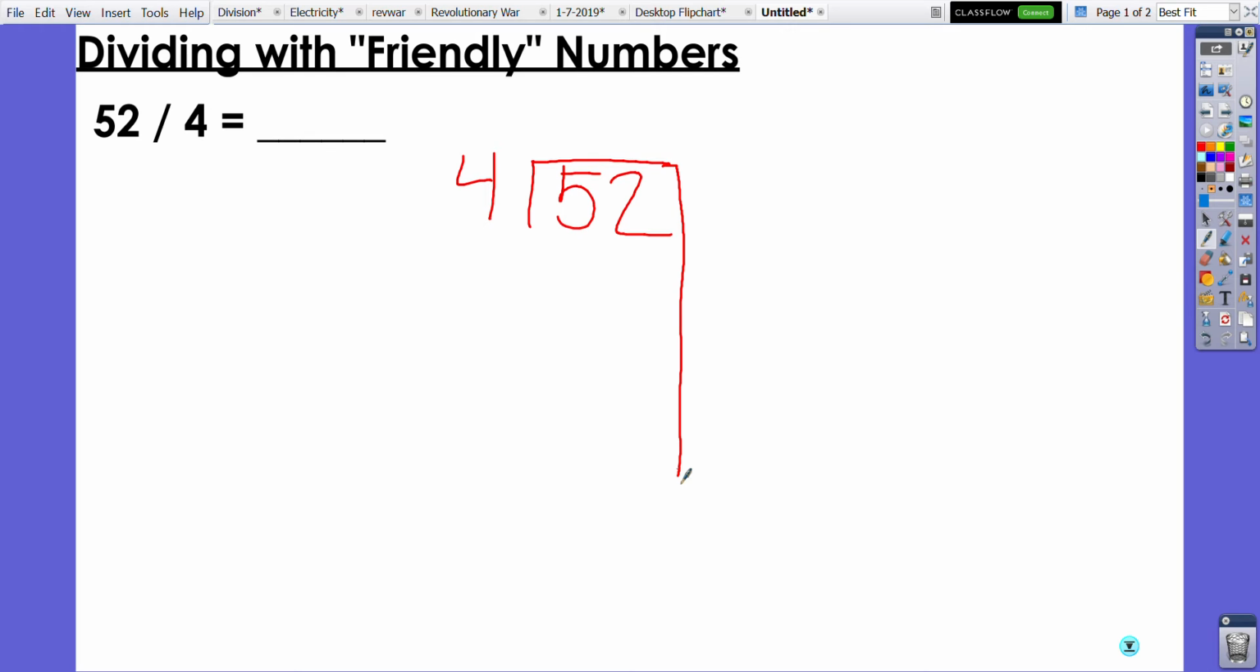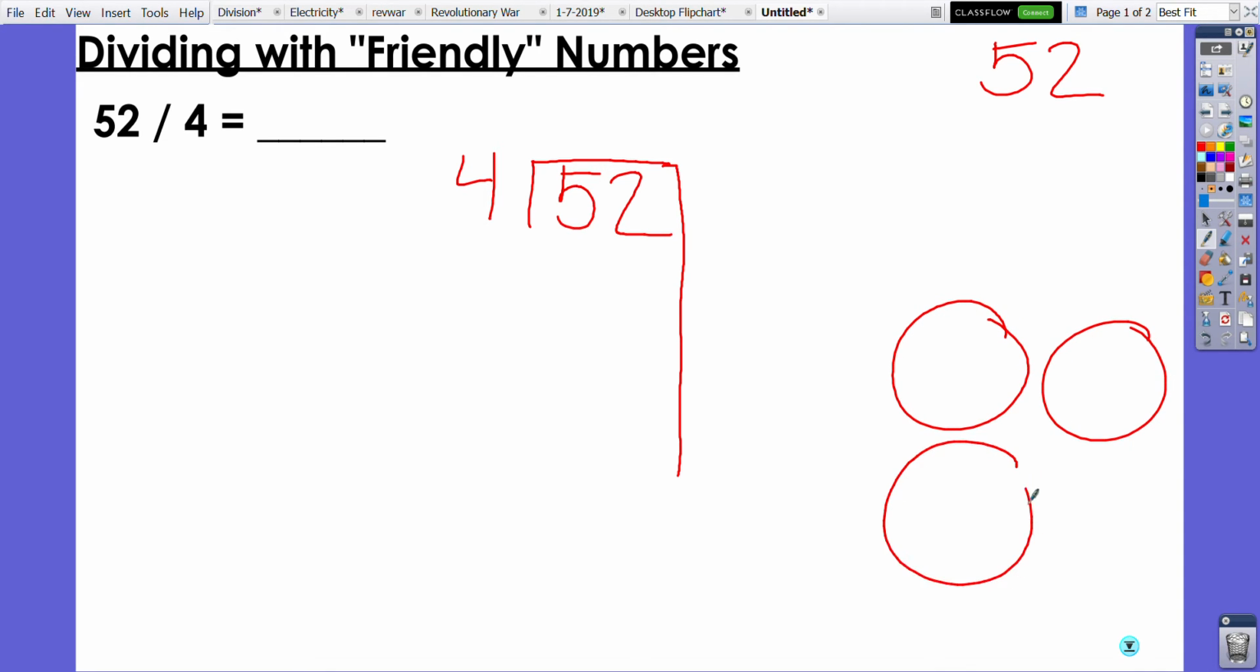To help us visualize exactly what I'm doing here, I'm going to make a 52 over here, and I'm imagining that I'm dividing this 52 up into, say I had 52 students, and I want to divide those 52 students up into 4 teams of equal size.